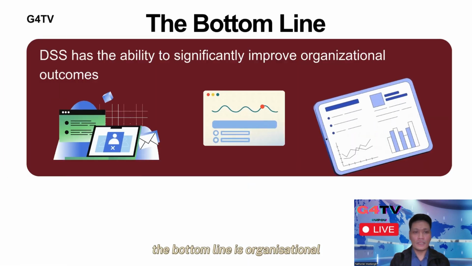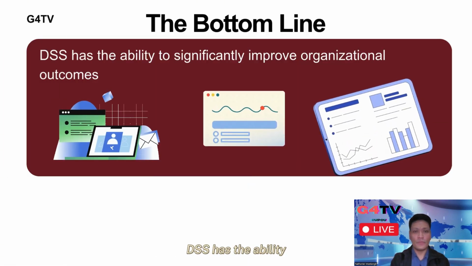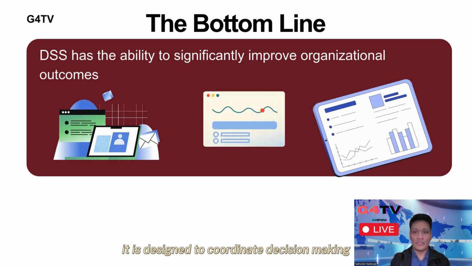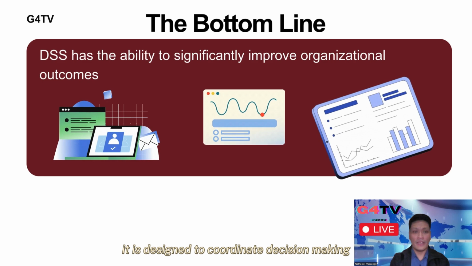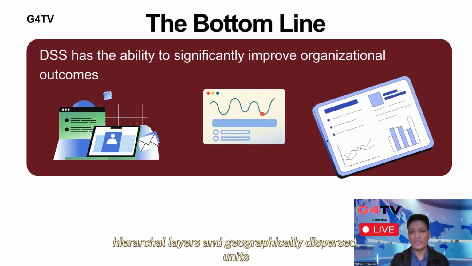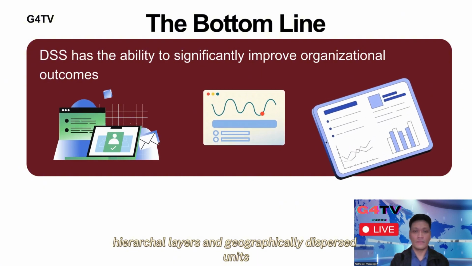The bottom line is, organizational DSS has the ability to significantly improve organizational outcomes. It is designed to coordinate decision-making, and disseminate decisions across functional areas, hierarchical layers, and geographically dispersed units.